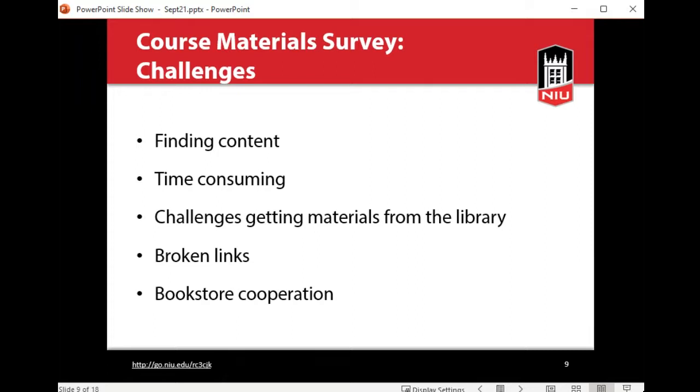One thing I did want to note about challenges getting materials from the library and bookstore cooperation, using OERs would definitely address these issues. So for example, while the goal is to use low or no cost course materials in the library, we do have short-term strategies to connect students to their course materials, like our textbook purchase program and our course reserves. But budgets and licensing are definitely barriers for the library for us to provide all the materials for everyone. So that makes that really challenging. So low cost or no cost materials are a way for faculty to bypass the middleman, so to speak.